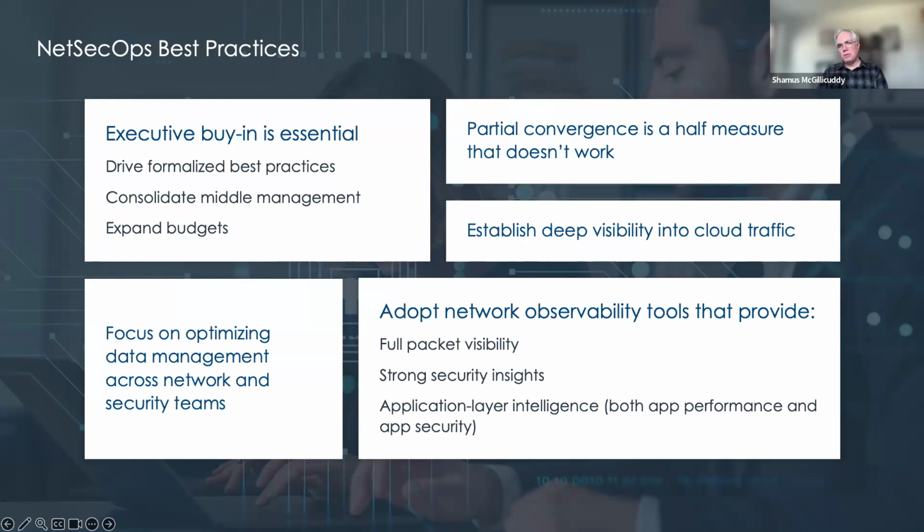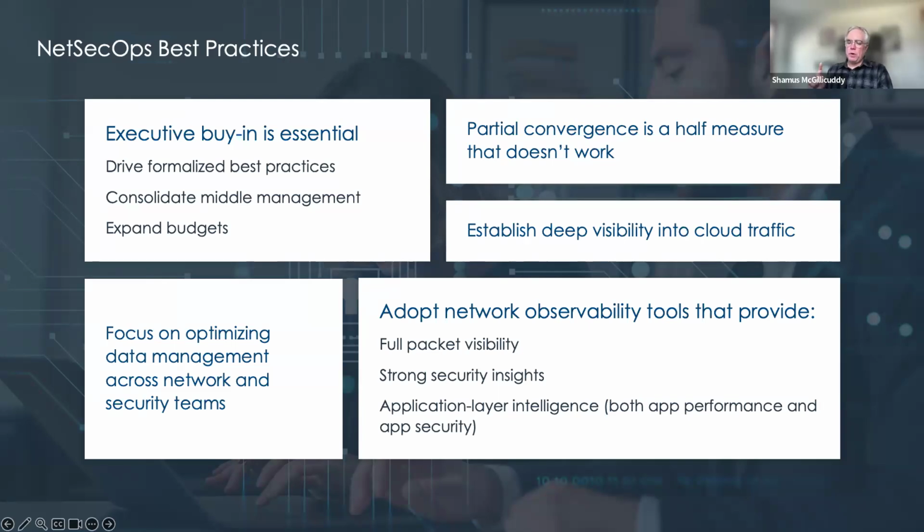So consolidating middle management, like having the two groups report into a more unified structure, might help. And then expanding budgets, giving these people the money they need to do the training, to buy the technology they need to facilitate the partnerships.